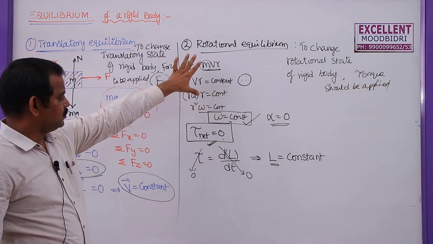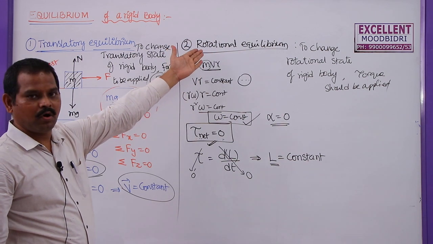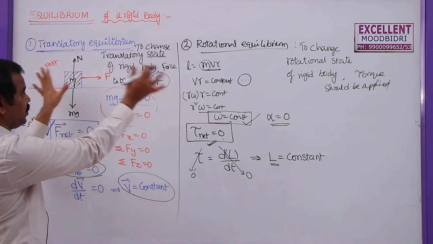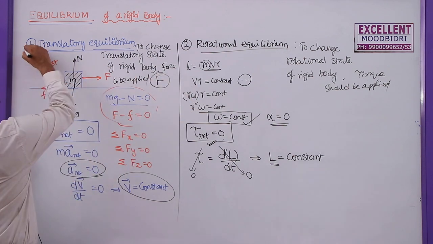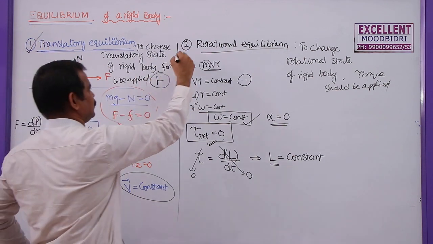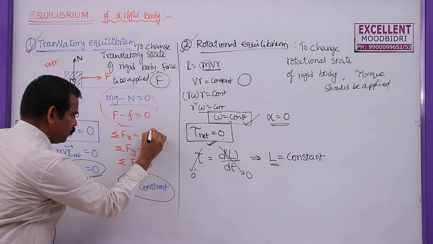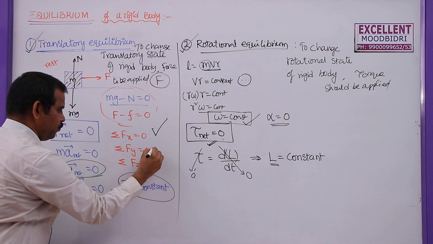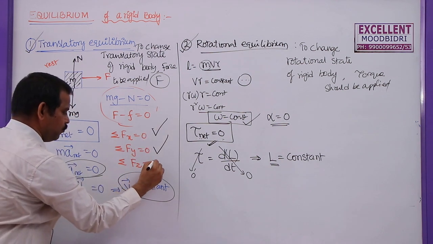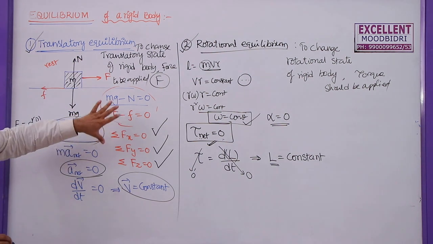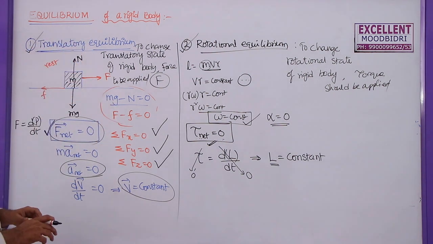If no torque is acting on the system, then the body or the system is said to be in rotational equilibrium. Now, if we combine these two together, that means translatory equilibrium as well as rotational equilibrium. As I said, the force along x-axis is 0, force along y-axis is 0, force along z-axis is 0, or net force is 0, then the system is said to be in translatory equilibrium.